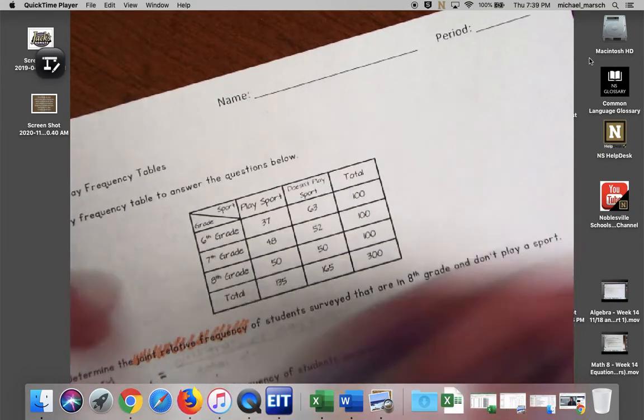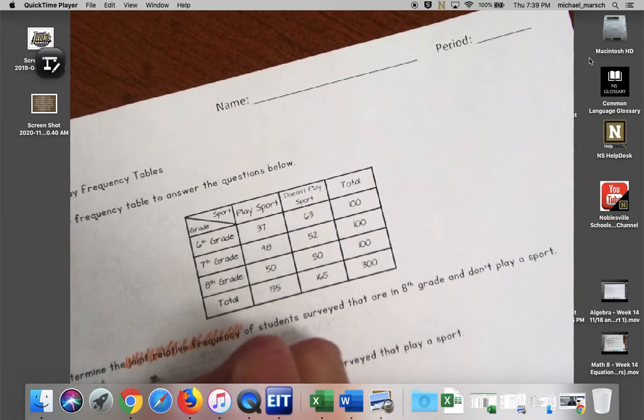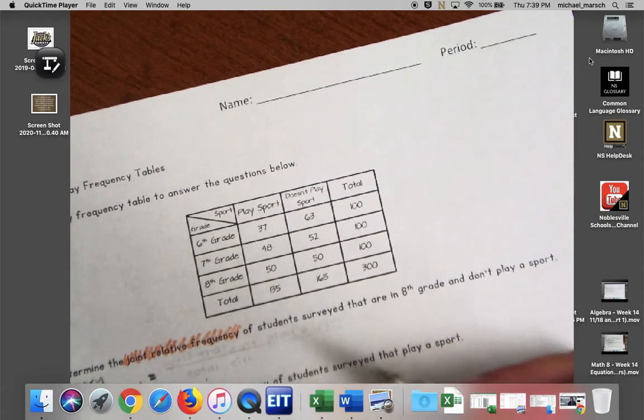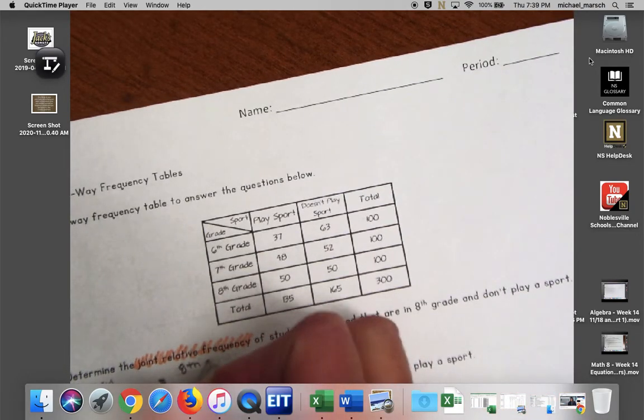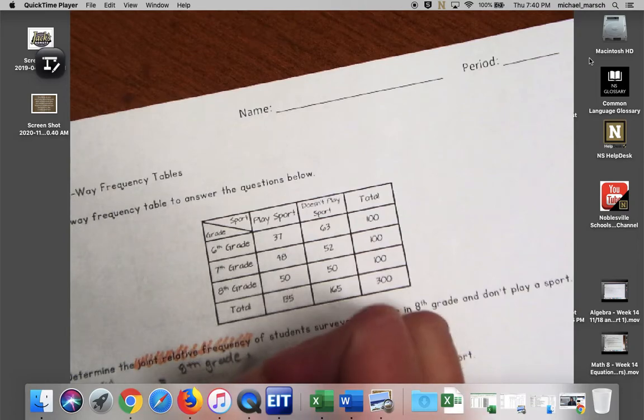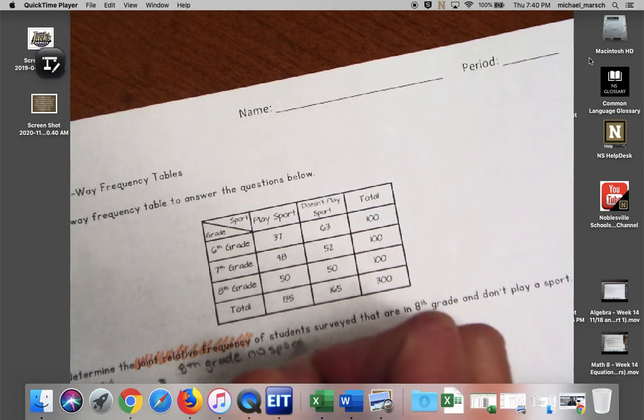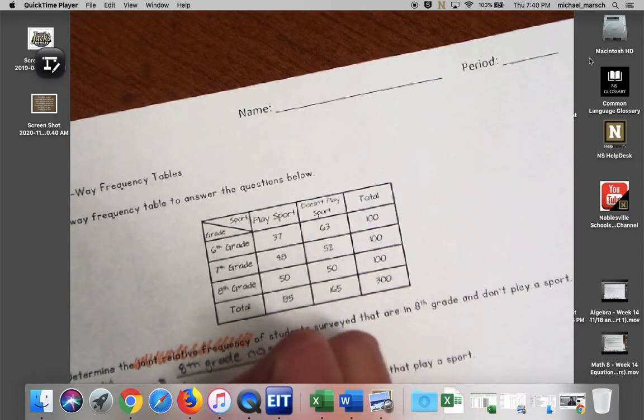It's late. Okay. And I know you're thinking, Mrs. Marsh, it's not even 8 o'clock, but it's late for me, okay? All right. So we're going to say 8th grade, no sport. And then, of course, that's going to be out of total surveyed.